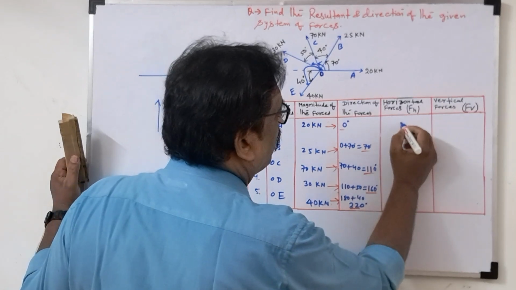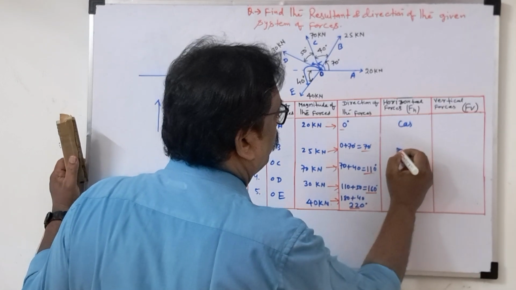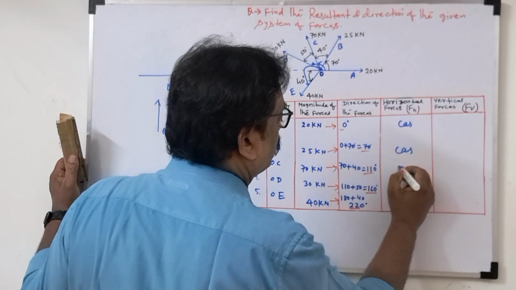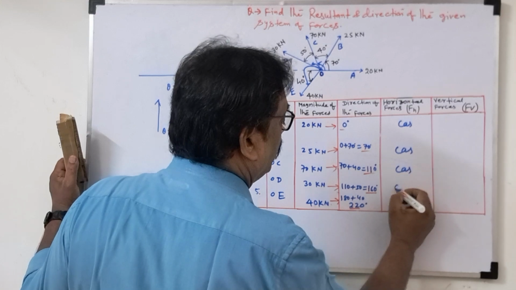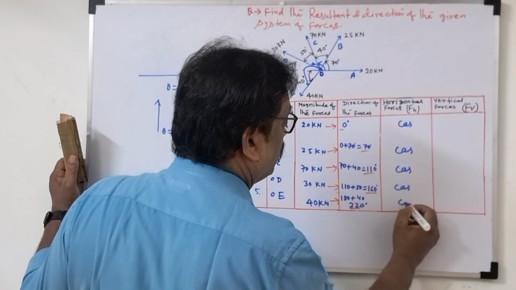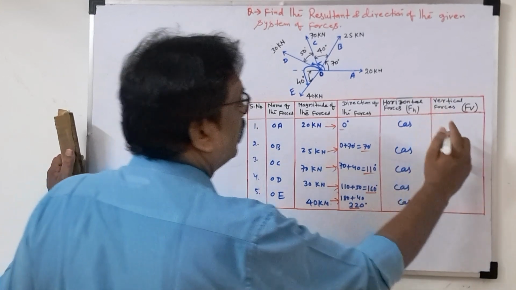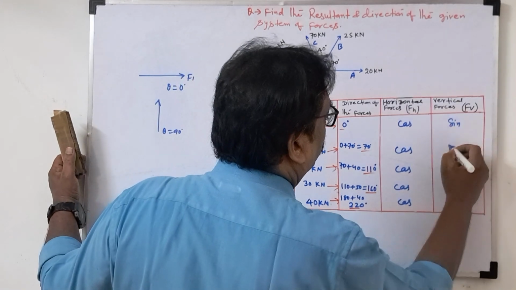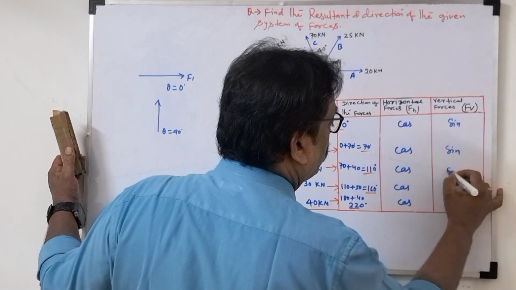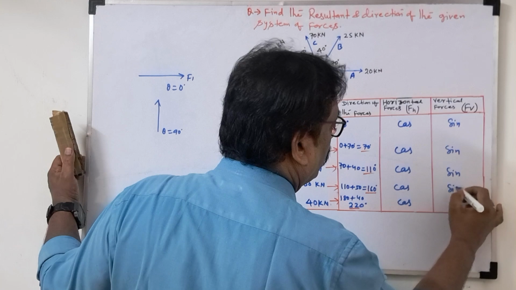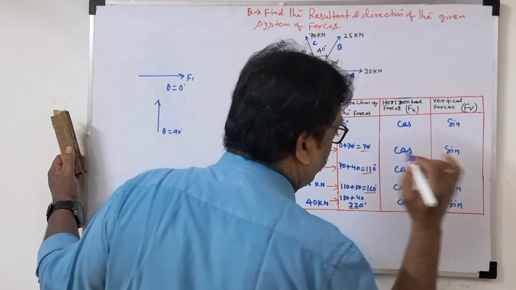Horizontal force I'll write here as the cos component. Here also I'm writing cos. Why I'm writing that, I will tell you. I already told you so many times, but again I will tell: cos. Vertical means we'll write only sine, and sine I wrote. Why did I write it?